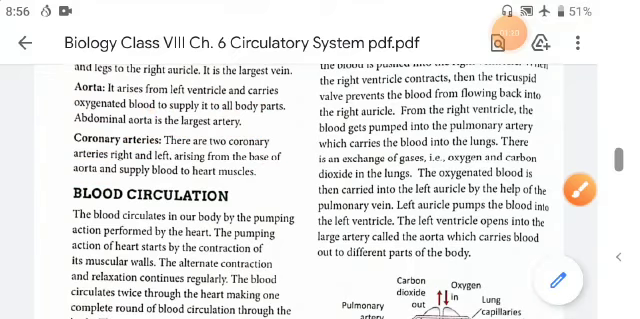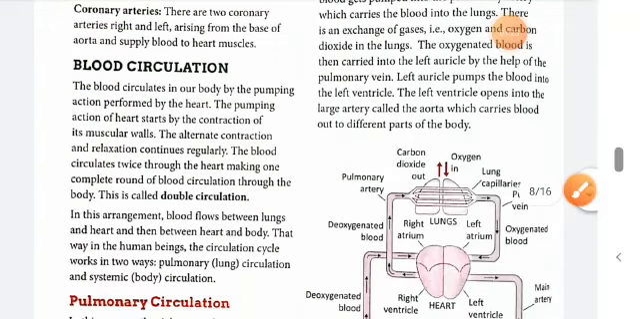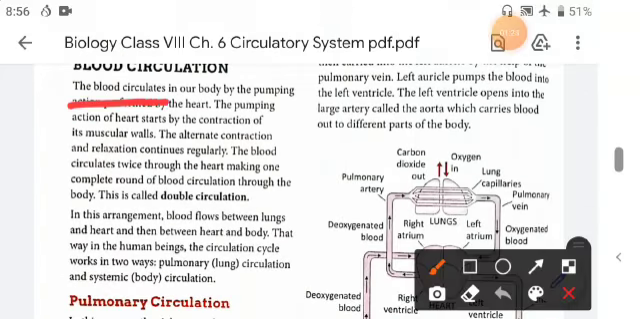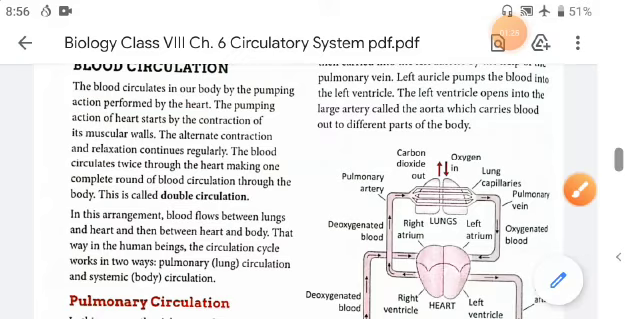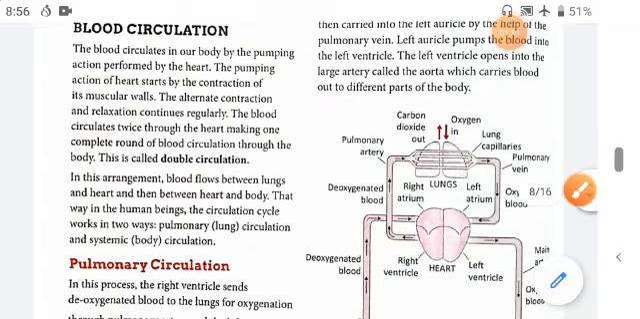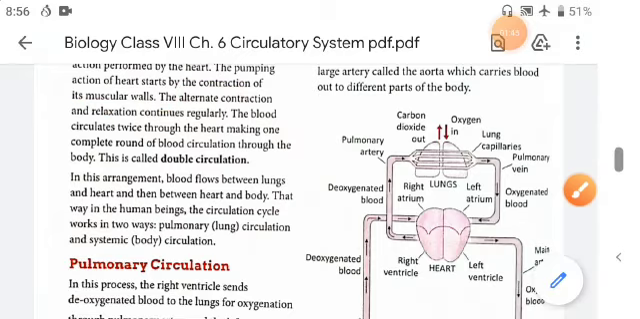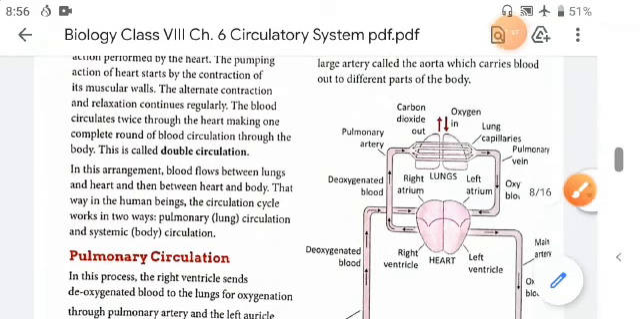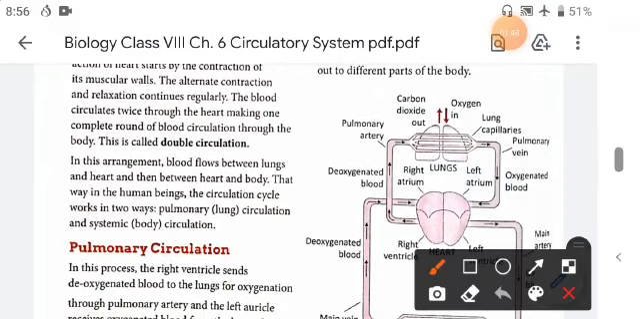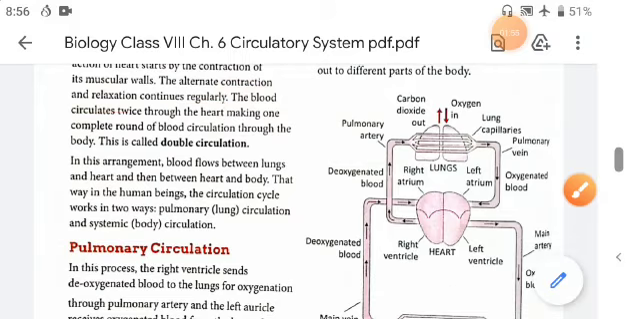Okay. Now about the blood circulation. You know that blood circulates in our body by the pumping of the heart. The pumping action of the heart starts by the contraction of the muscular wall. The alternate contraction and relaxation continues regularly. There is contraction of the heart and relaxation of the heart. It is a regular process.